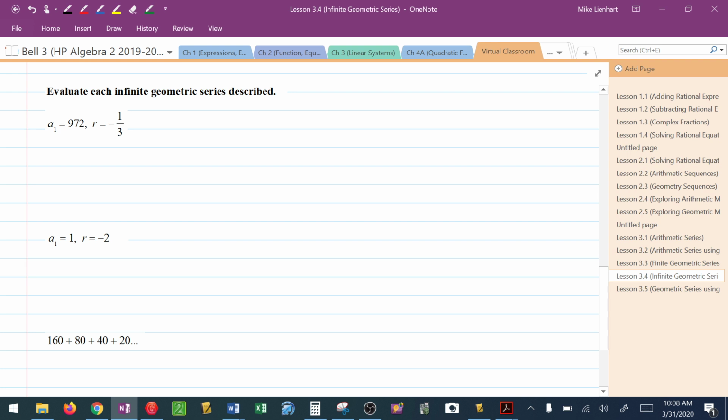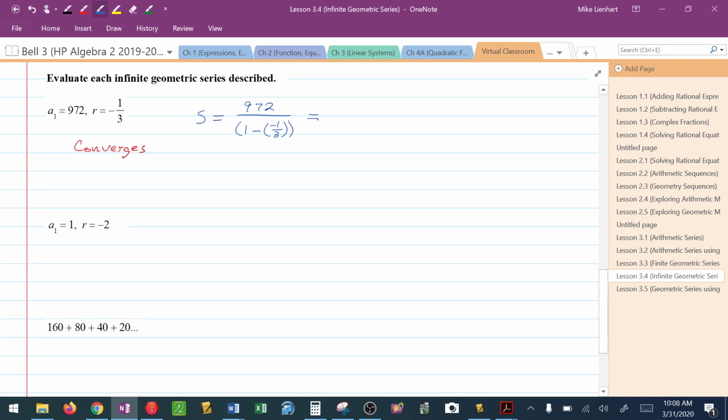In this first one, I know that the absolute value of negative 1/3 is less than 1. This converges. When it converges, we can find its sum. And the sum, again, is a sub 1, which in this case would be 972, divided by 1 minus r. Now, r in this case is negative 1/3. So I'm going to clean this up a little bit here. This is really saying 972 and 1 minus negative 1/3 would really be 4/3.